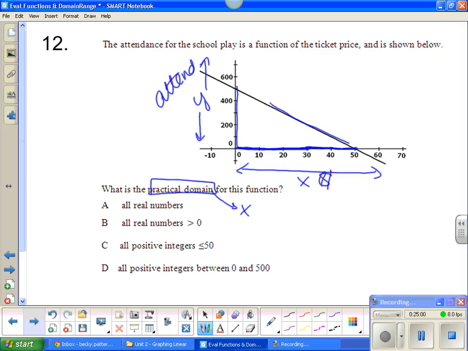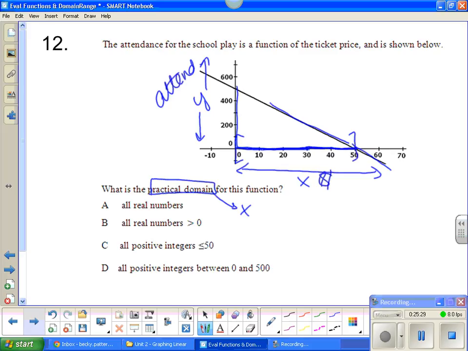What happens when you get past $50? This line goes negative. Well, that doesn't make sense because you can't have negative people at a play. So what this means is we need to cap it at 50. And I can't have a negative ticket price. So I need something that says I've got to be positive. And I don't need to go higher than 50 because if I do go higher than 50, I'm going to have nobody at the play.